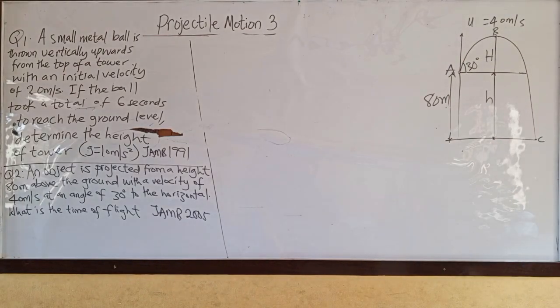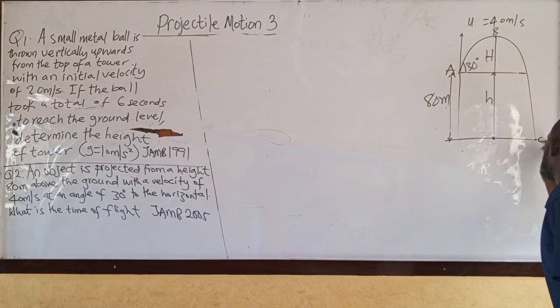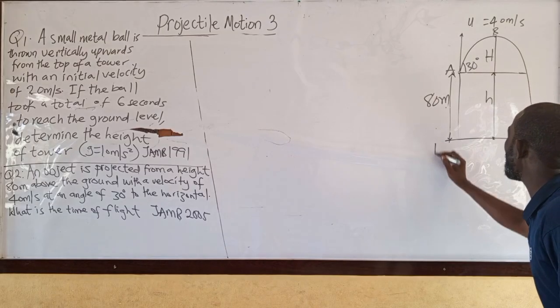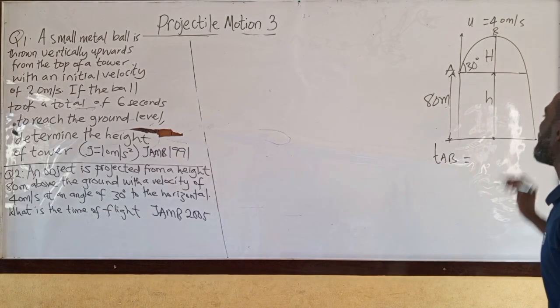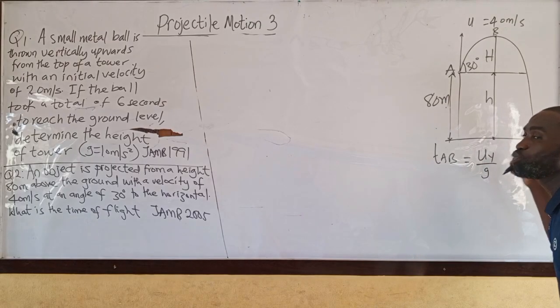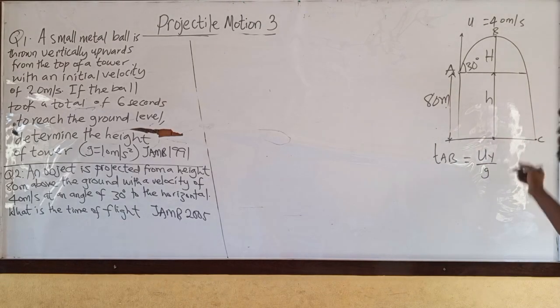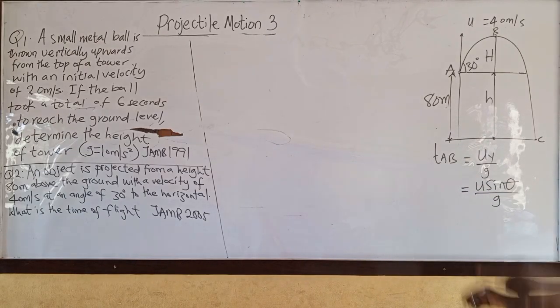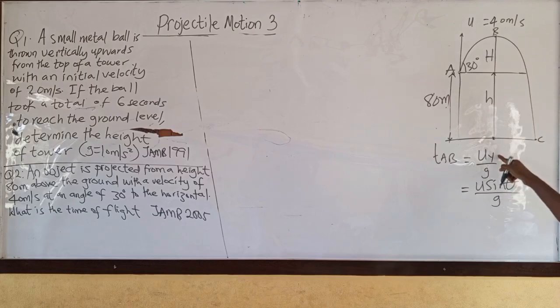So we have to find the time of flight. Time taken from A to C is the time of flight. So we have time from A to B, that one is u of y all over g. And mind you, this one involves an angle, so we use u sin theta all over g. The first one we solved did not involve an angle, that was why we just used u of y straight. This one involves an angle, so we're going to find the vertical component, which is u sin theta all over g.